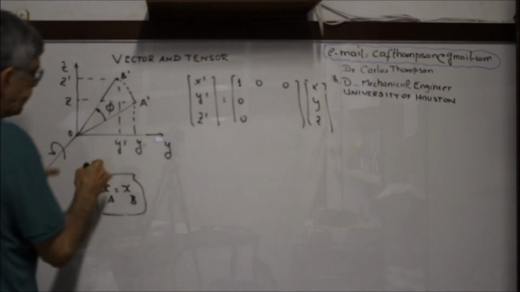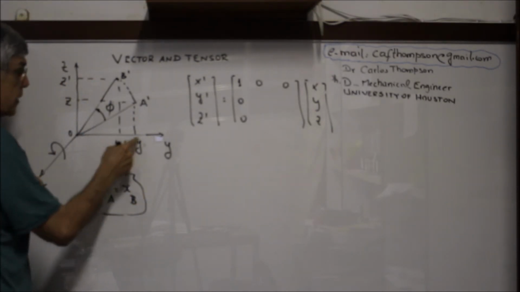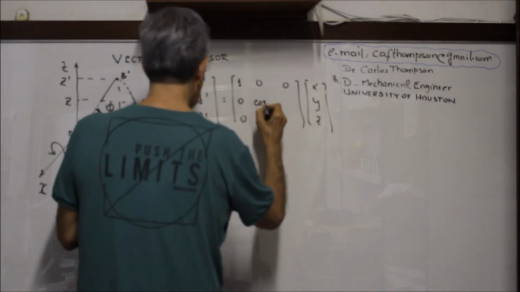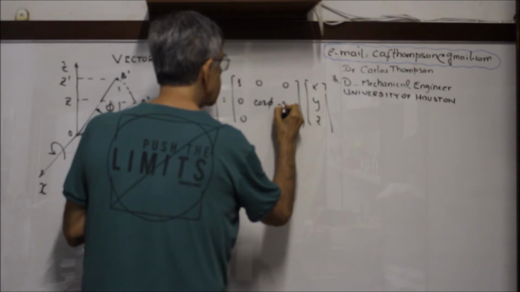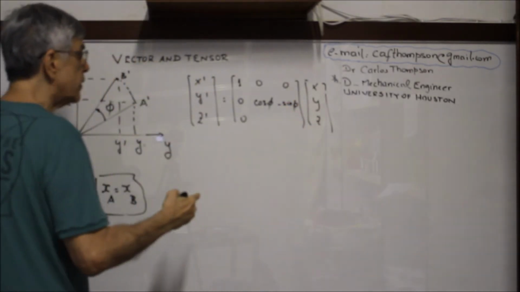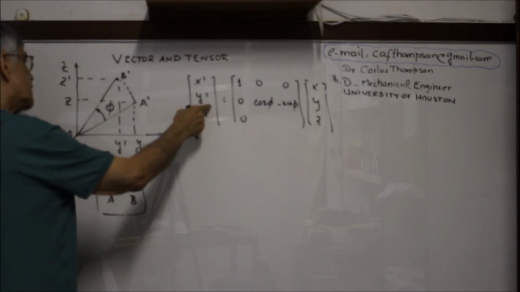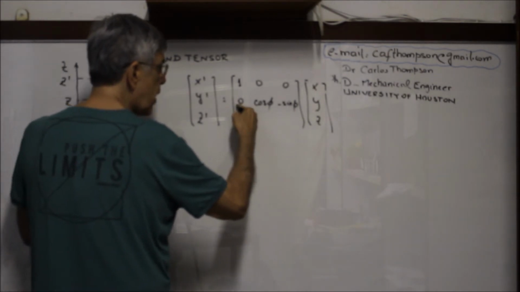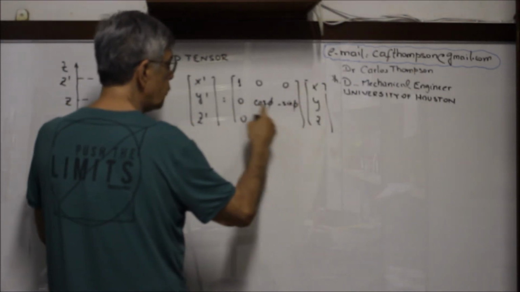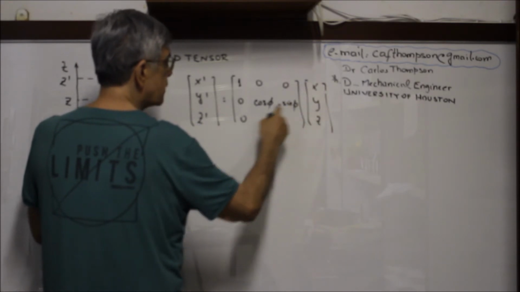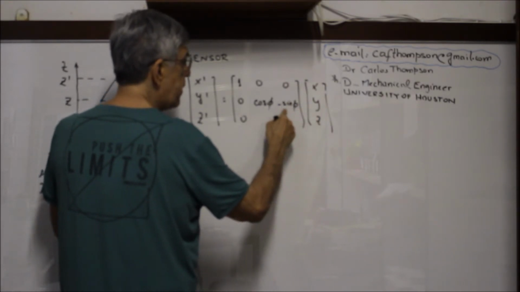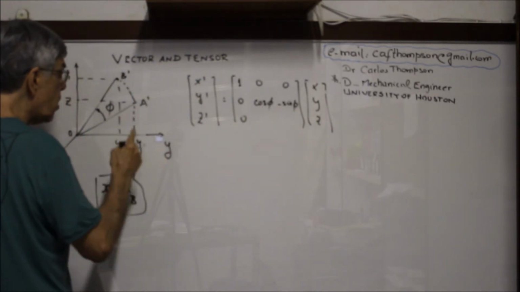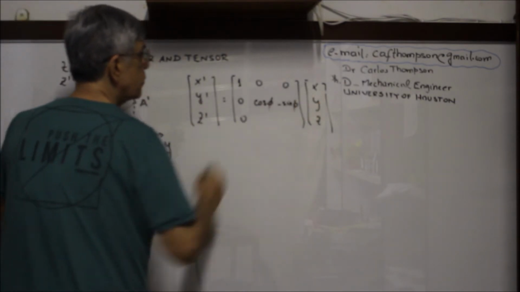You see? Now, you see here that Y prime is less than Y. So for sure, this is cosine, let's call it phi, and this is minus sine phi. Let's see why it's minus. You see, this is the second row, Y prime. If you multiply this second row times this column, it will be 0 times X plus Y cosine phi minus Z sine phi. So why this minus? It is because Y prime is less than Y.